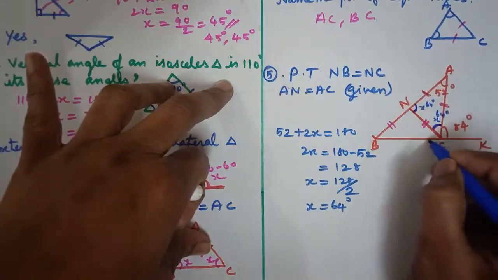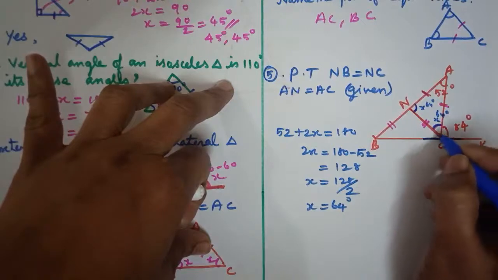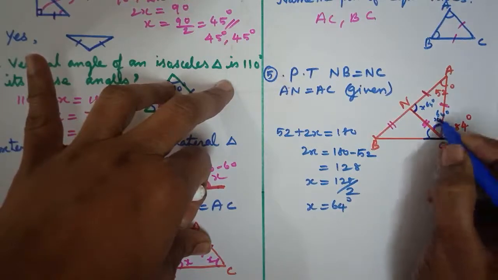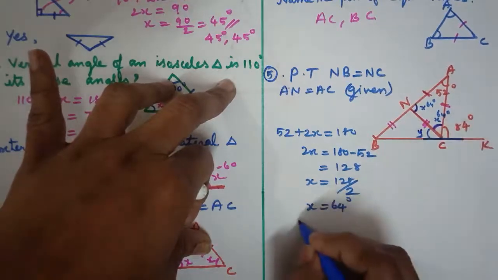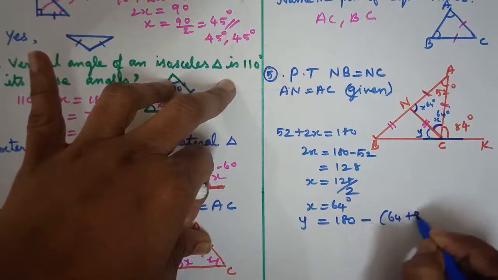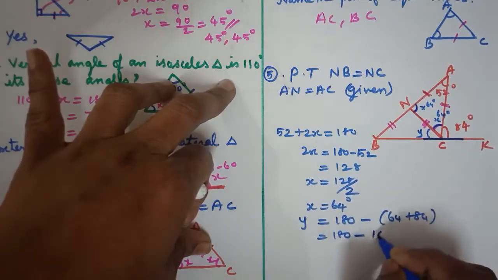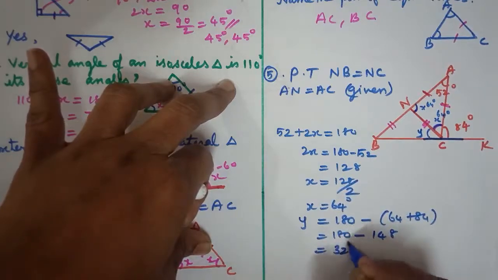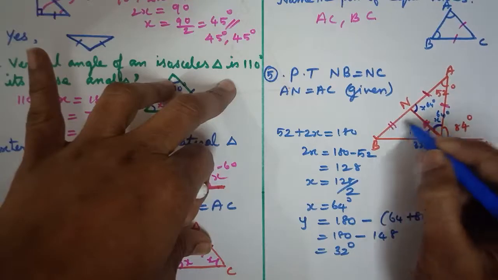So students, listen. Look at this. This is a right angle. This is 64 degrees. This is 84 degrees. Then this will be 180 minus the sum of these two. Put this as y. Y is equal to 180 minus (64 plus 84), that is 180 minus 148. So that is equal to 32 degrees. This is 32 degrees. We have to prove these two sides are equal.